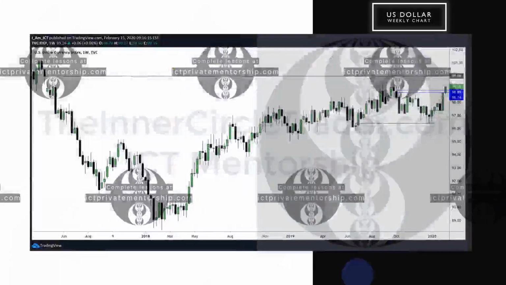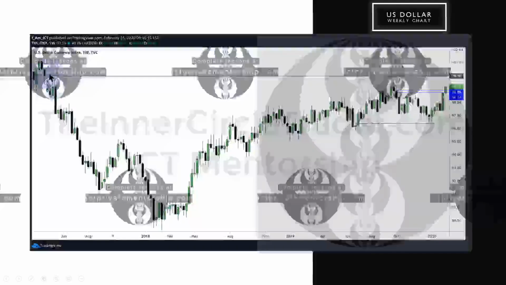Okay, folks, welcome back. This is our weekend review for the ICT mentorship, week ending February 14th, 2020. All right, so we have a higher time frame perspective being shown here today. This is the weekly chart of the dollar index. And you can see here we've outlined this area over here.